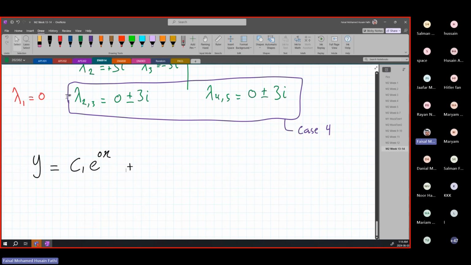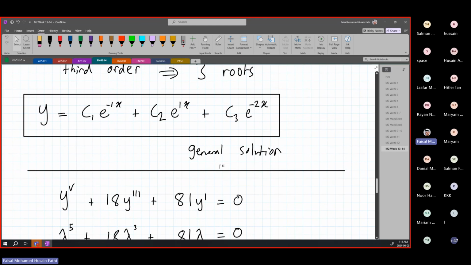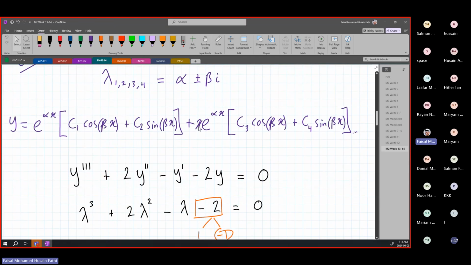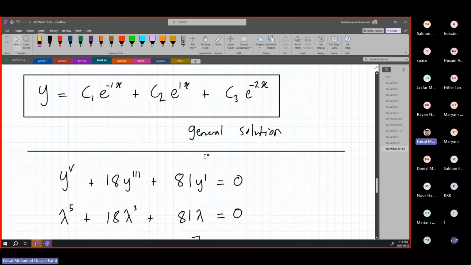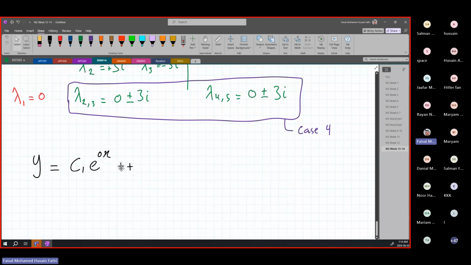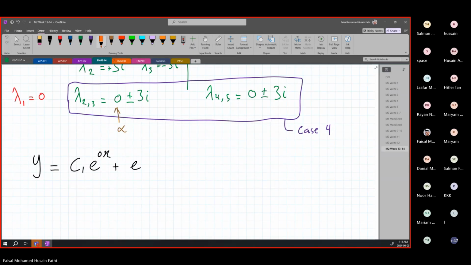Plus, now we are going to look at lambda 2, 3, 4, and 5. These are case 4, which is complex repeated roots. And what was the rule for complex repeated roots? We are going to do the same thing as we do for real repeated roots. We're going to add an x, and then we're going to apply this equation over here, which is plus, let me make some space because I'm definitely going to need it. It is going to be e to the power of alpha, which is in this case, remember, this is our alpha, and this is our beta.